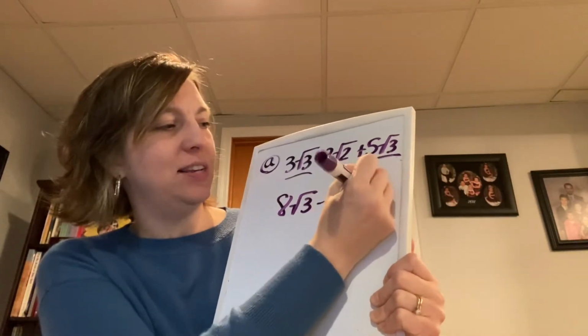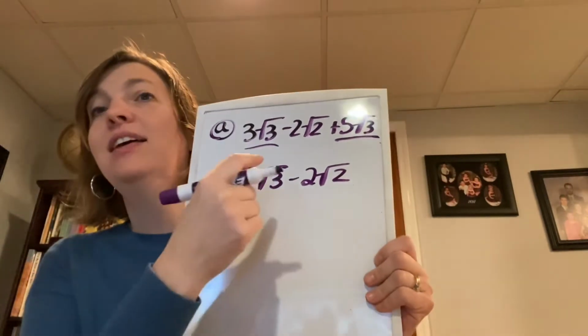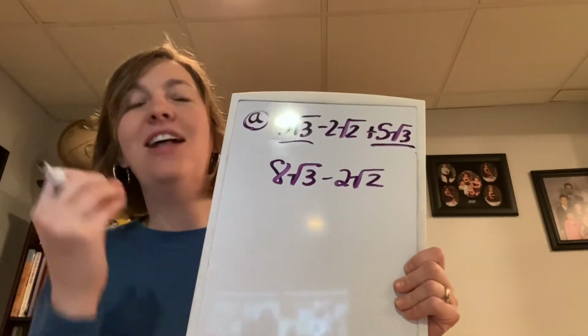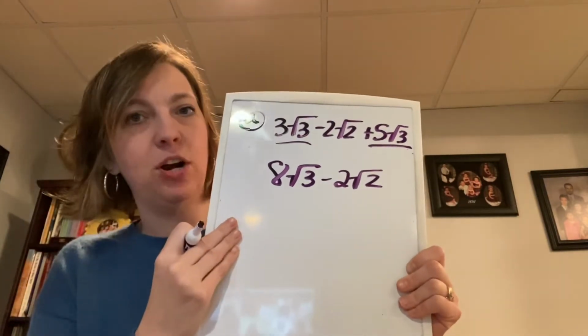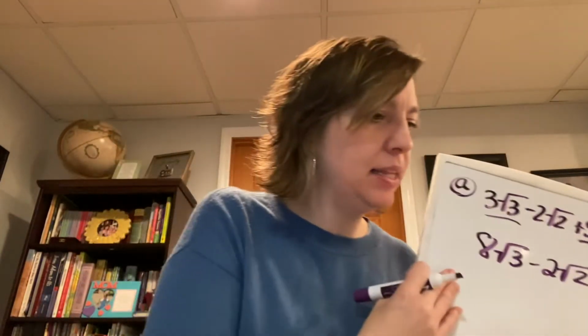Now, can I combine minus 2 square root of 2? No, my friends. How come? I'm glad you asked, because they're not like terms. I can hear all of you guys saying that at home. They're not like terms. They have to be the same term to be combined. So that is page 266, letter A.